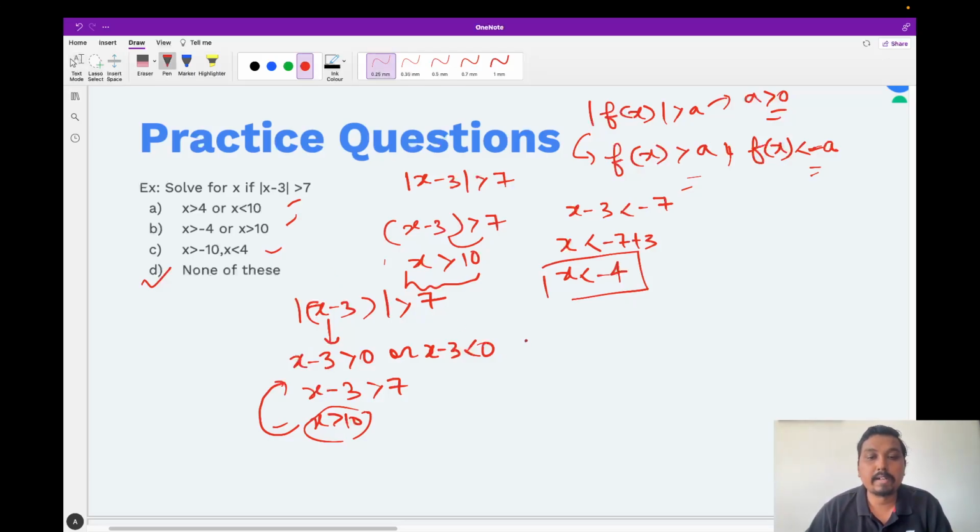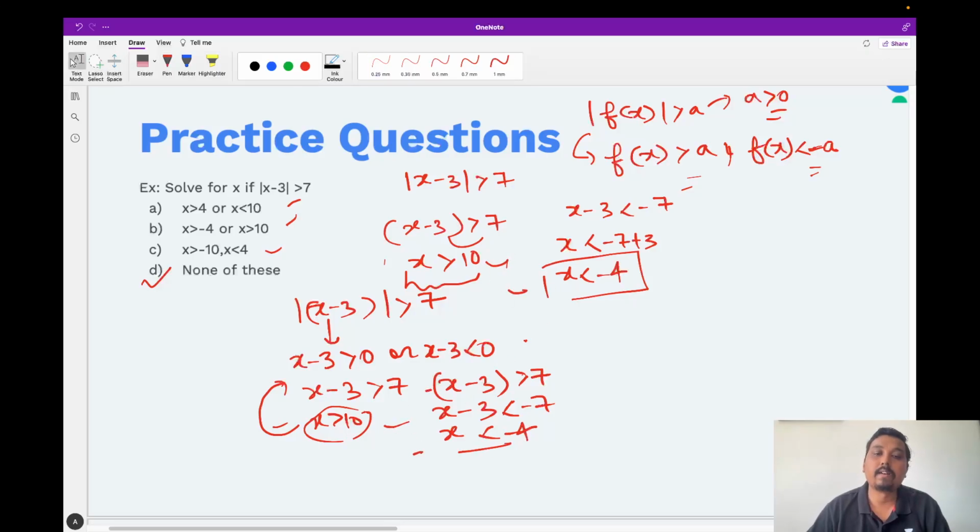Now x minus 3 is less than 0, so it will open with a negative sign, minus of x minus 3, greater than 7. So here I can change my sign, multiplying by minus on both sides. It will be less than minus 7, so x will be less than minus 4. So the same answer, whatever I am getting here, I will also get here. Only thing is I have used the basic concept of absolute value, that this particular function can be positive or can be negative. It can take both values.